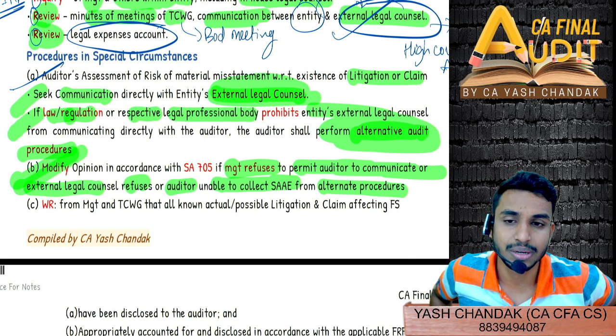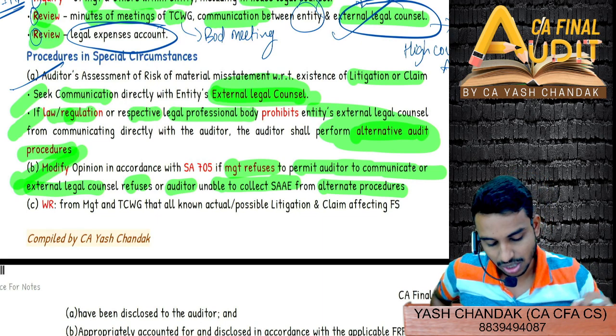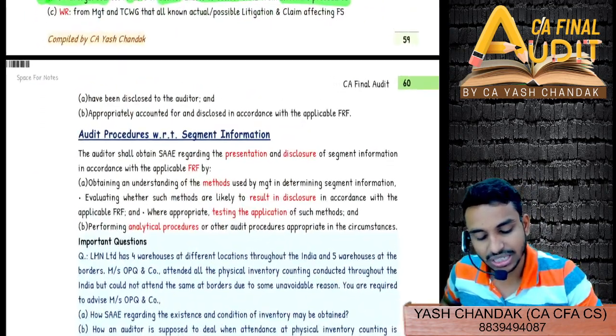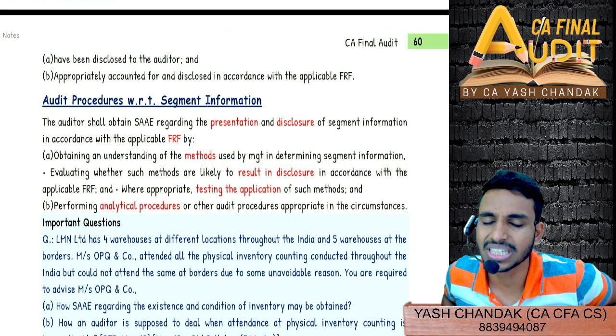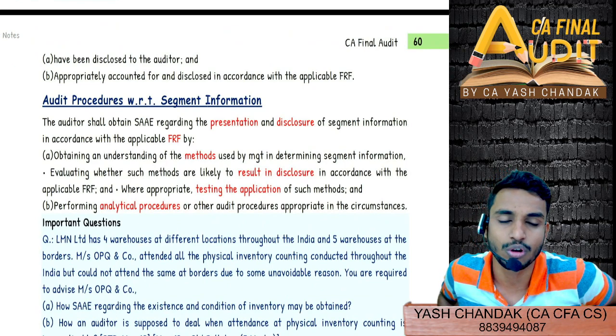And lastly, obtain the representation with respect to everything that the management is claiming, because these are very subjective matters, and therefore you should definitely obtain written representation. Having at least something in writing is always preferable.